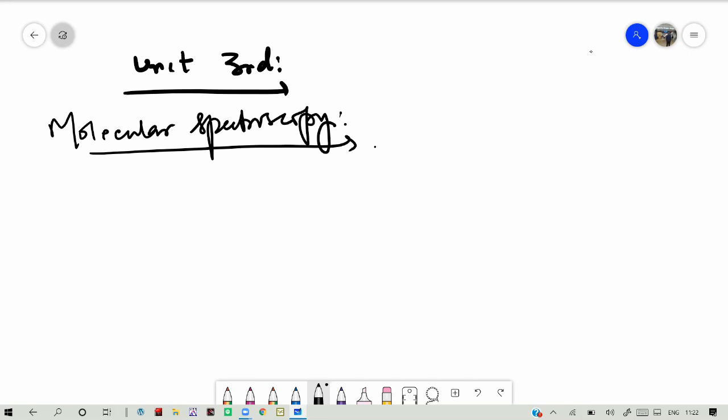So in this third unit, we will not go into molecular physics actually, the structure of molecules, the formation of molecular orbitals like HOMO, LUMO. That detail we don't need here. We'll only study the basics of molecular spectra.